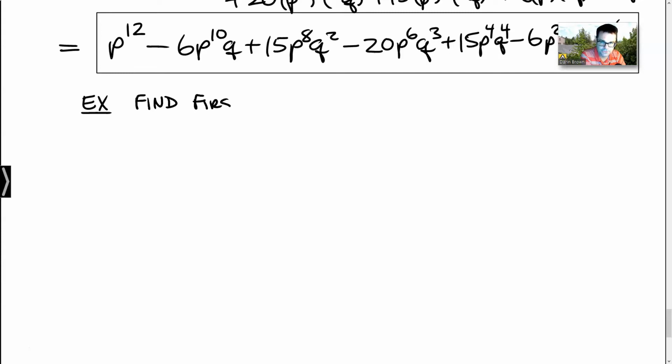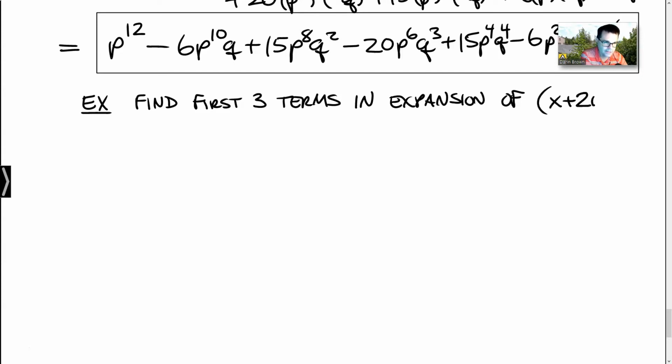So let's find the first 3 terms in the expansion of (x + 2y)^26. Now, obviously here you don't want to write out the entire expansion. At the same time, you don't want to use Pascal's triangle to figure out the binomial coefficients. So we're going to use the actual formula here.